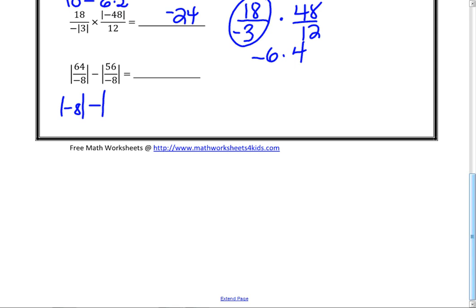Minus, I'm going to follow the steps because things get complicated. What's 56 divided by negative 8? 56 divided by 8 is 7. Now, here's where we sometimes get into trouble. But we don't if we know what absolute value is. This is 8 minus 7.